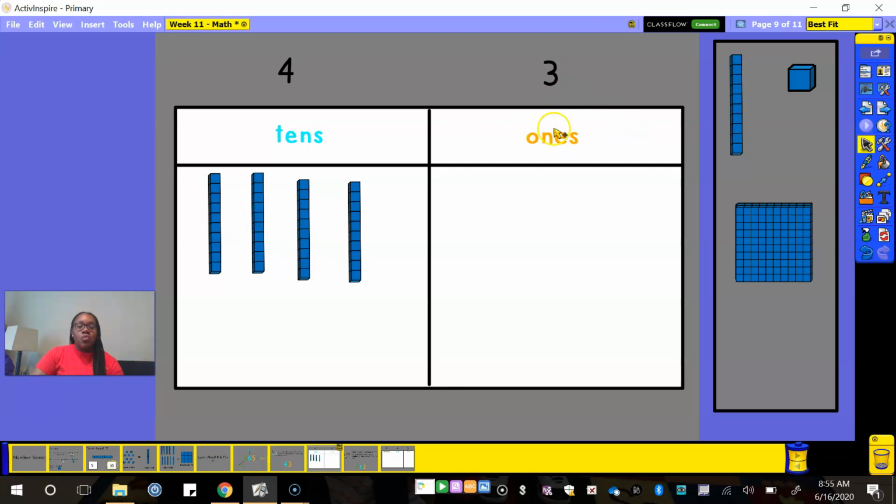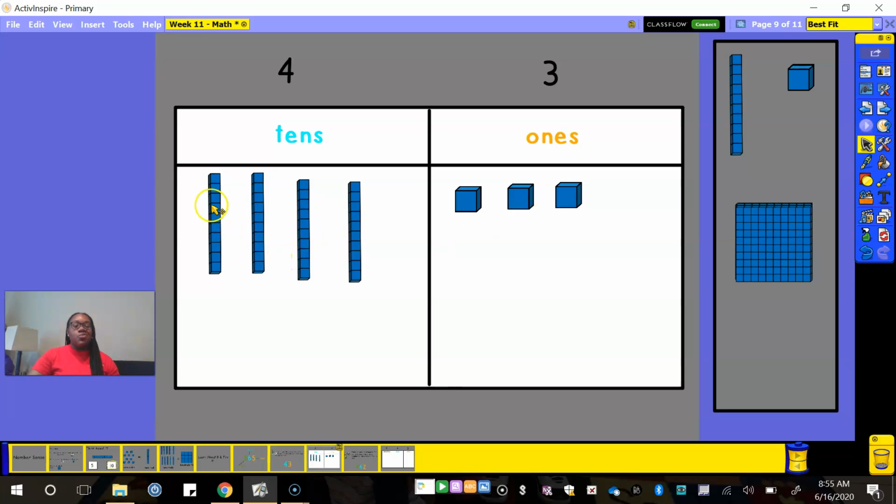Now we're looking at the ones place. Our 3 was in the ones place, so we need 3 ones cubes. Which one of these base 10 blocks is my ones cube? Good job. This one right here. So we're going to drag over how many? 3. Count with me. 1, 2, 3. Stop. So our number was 43.